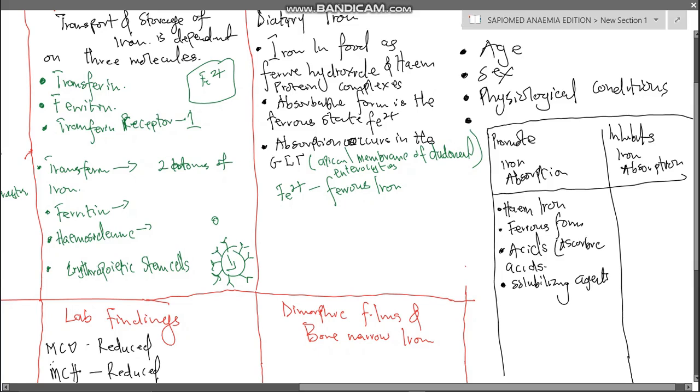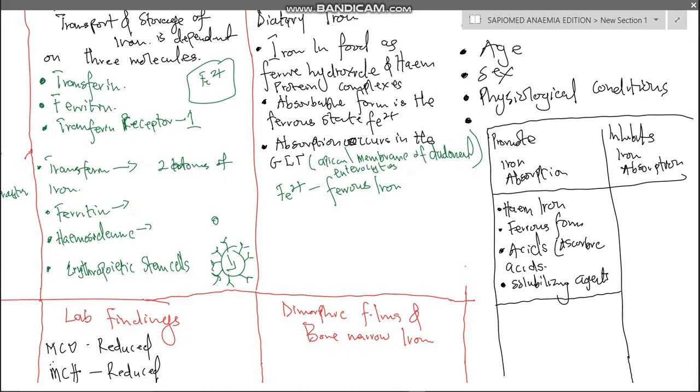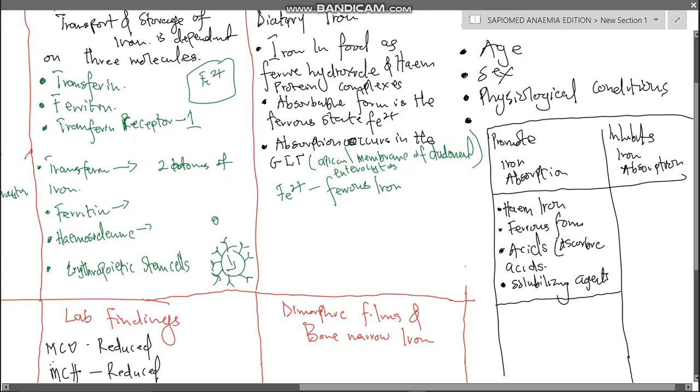Then we have some physiological conditions that use a homeostatic approach to promote iron absorption. Those ones we have are pregnancy, ineffective erythropoiesis, then hereditary hemochromatosis, then iron deficiency anemia.